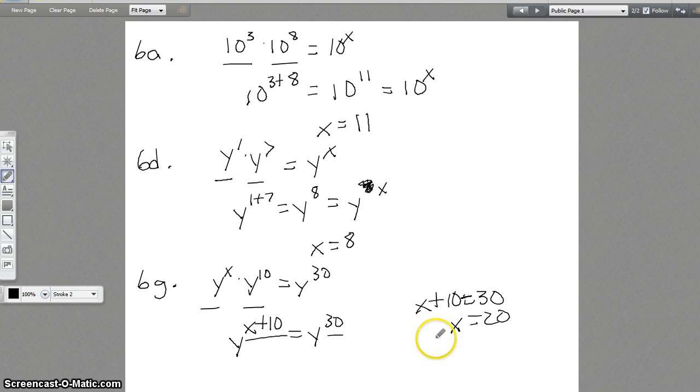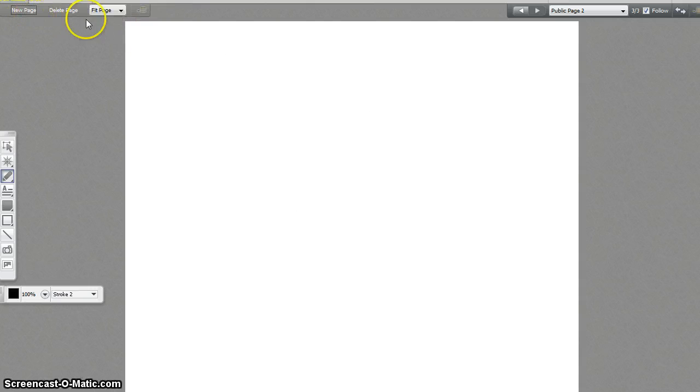Okay, one more that we will do. New page. Let's do 6h. We have y to the x times y to the x is equal to y to the 16. Multiplying two numbers with the same base, that means we add our exponents. So we have y to the x plus x.